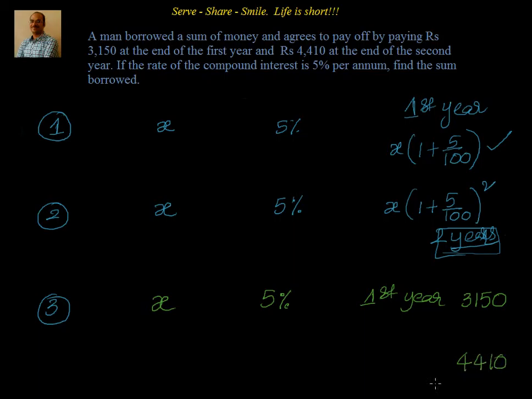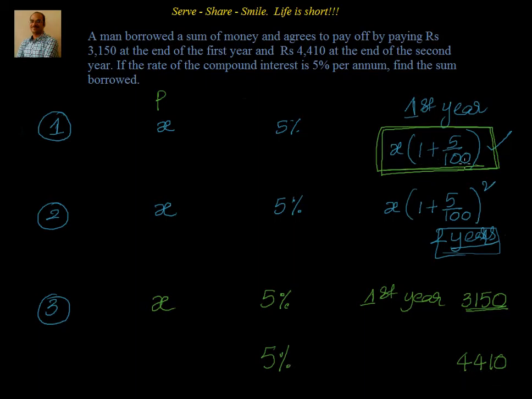So what is the meaning of that? At the end of the first year I am paying you 3150. That means whatever the amount I have to pay at the end of the first year, this is the amount X into 1 plus 5 by 100, if I apply 5% interest on the principal I have taken. But I am not paying this total amount, I am paying only part of that. So the amount which is left out, on which if I apply 5% interest, that should be equal to 4410.